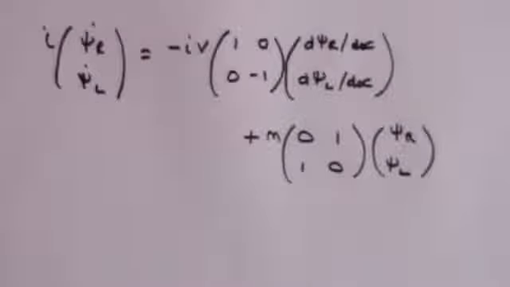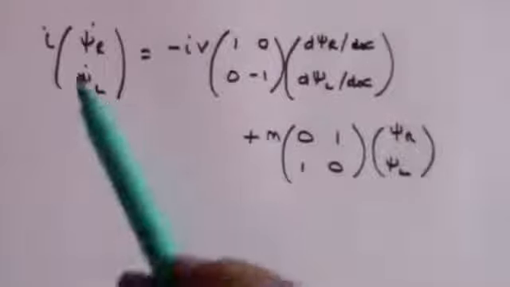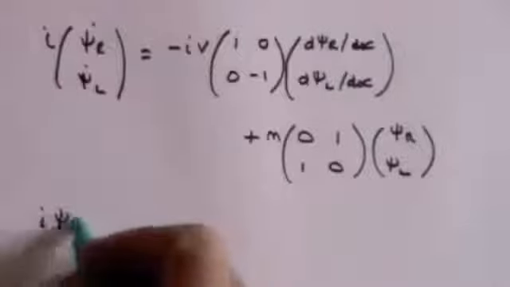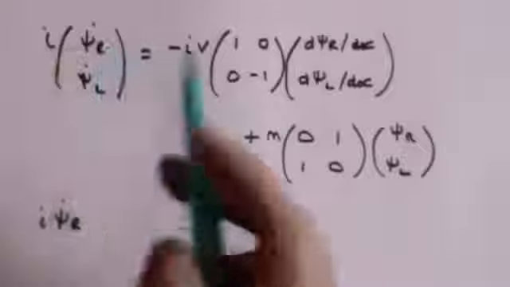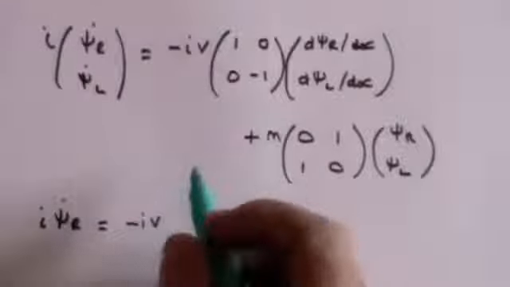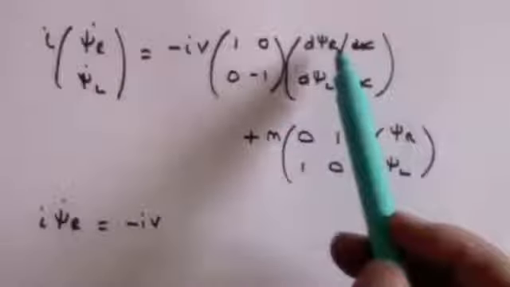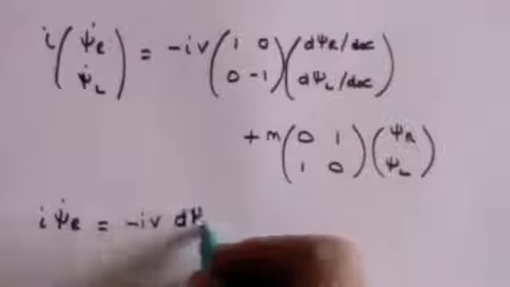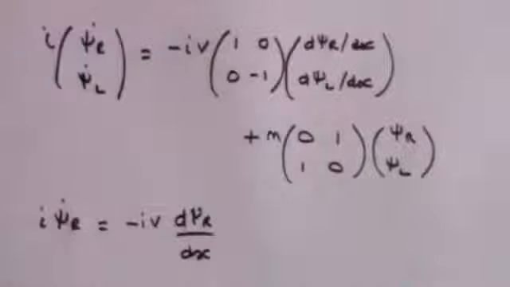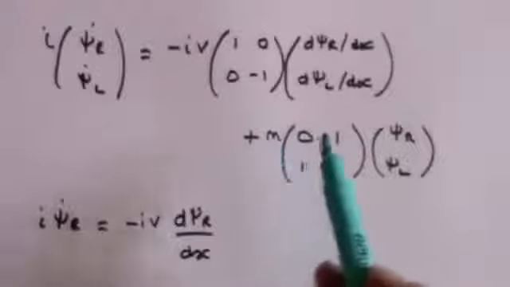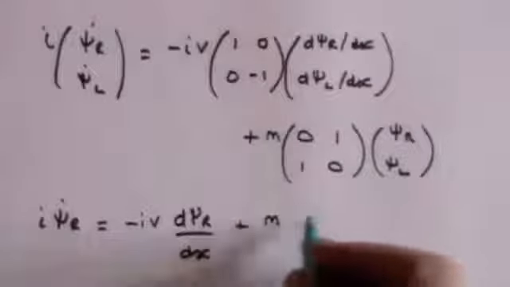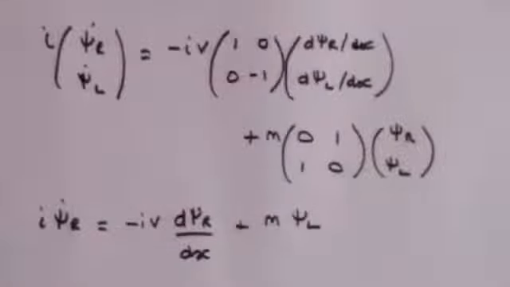And let's do what we did before, which is to multiply through and get the two simultaneous equations that you can derive from this, simply by doing top and bottom. So let's start with top. I times psi right dot, which is what you get when you multiply the top here, is equal to minus iv times 1 times d psi right by dx plus 0 times d psi left by dx. So that's just going to give you d psi right by dx. What happens when we get here? It's going to be 0 times psi right plus 1 times psi left, which means you're going to get m times psi left.